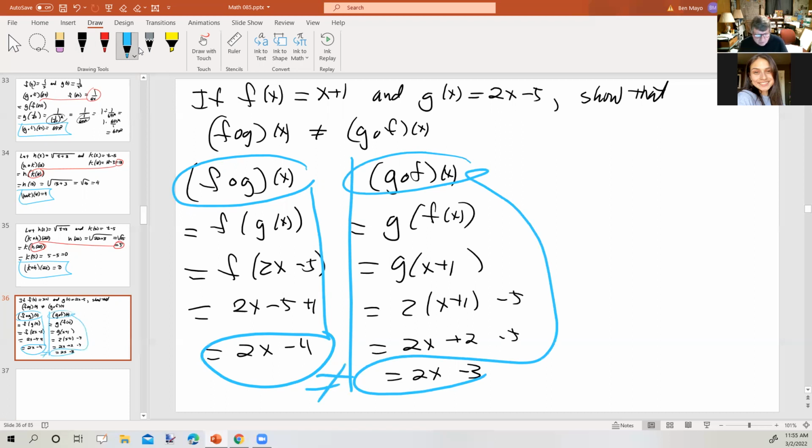Close, but what do they say? Close only counts in horseshoes and hand grenades. Yeah. All right, so composition of functions. Get used to the notation.